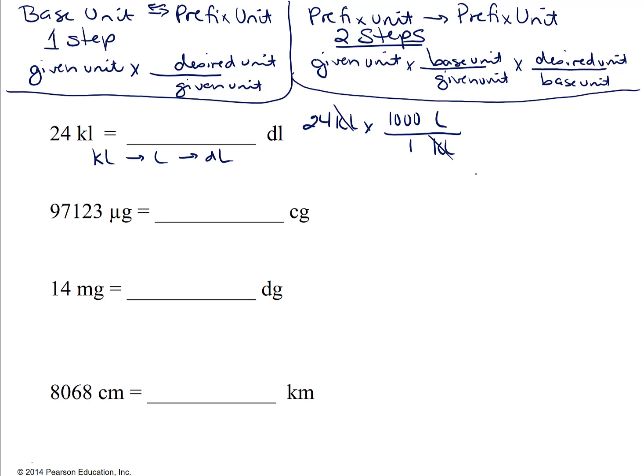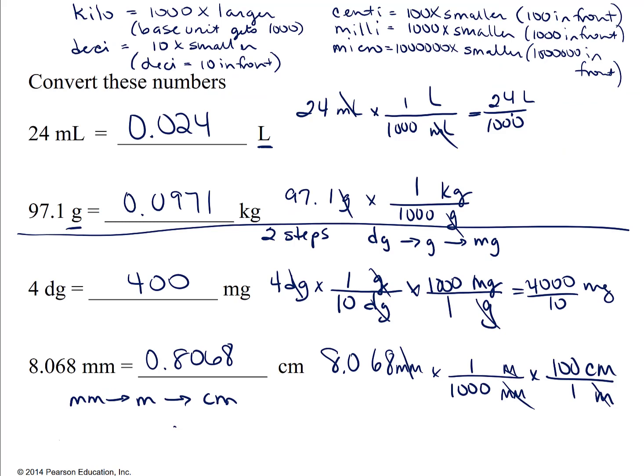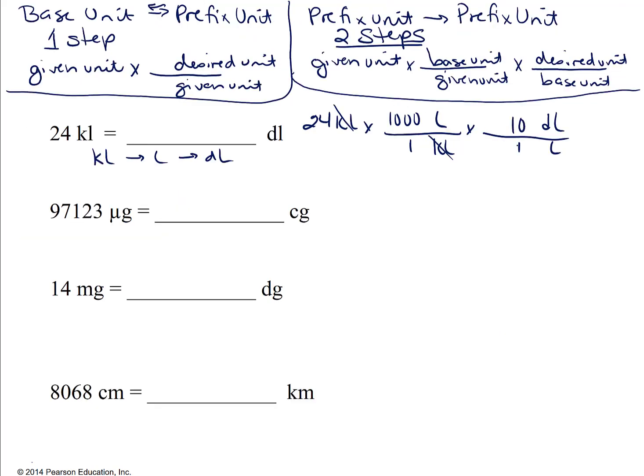Then we just do the second arrow. Now we've got liters, so we just do 1 more unit conversion, times in a line. What unit goes on the bottom? Liter on the bottom, and then on top, deciliter. Whenever you see deci, what goes in front of it? 10. Liter gets the 1. So liters and liters will cancel.